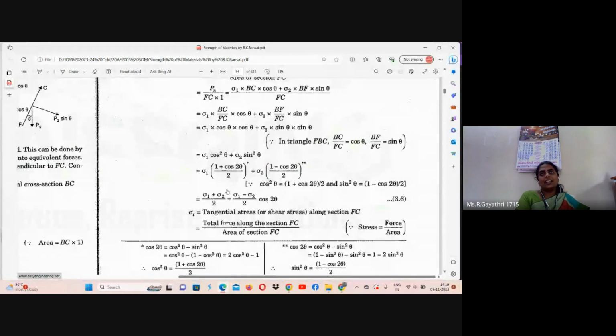Initially, we need to find the components of P1 with respect to inclined section FC. After this, we can find the sigma n. That's it. Next, the sigma t part. Sigma t means tangential stress or shear stress along section FC, that can be obtained by the total force along the section FC divided by the area of section FC.